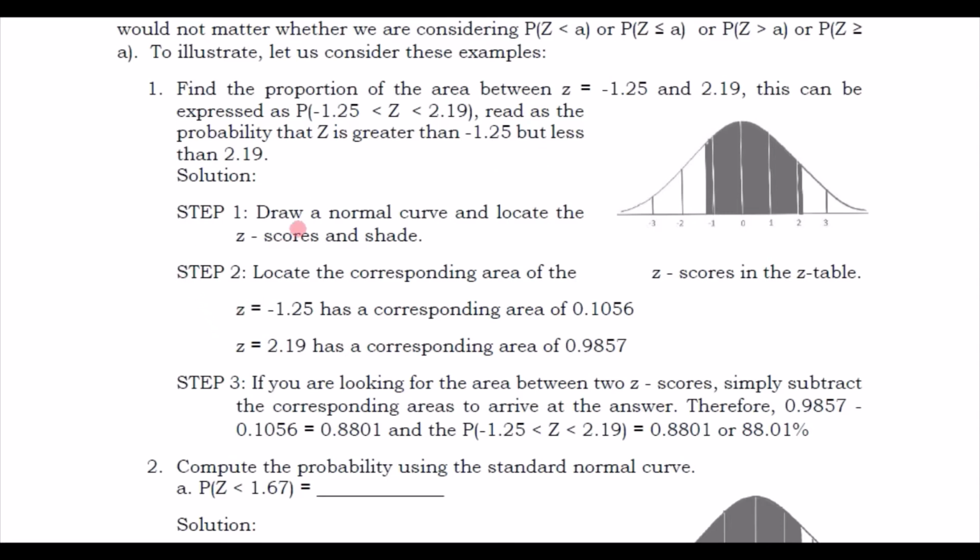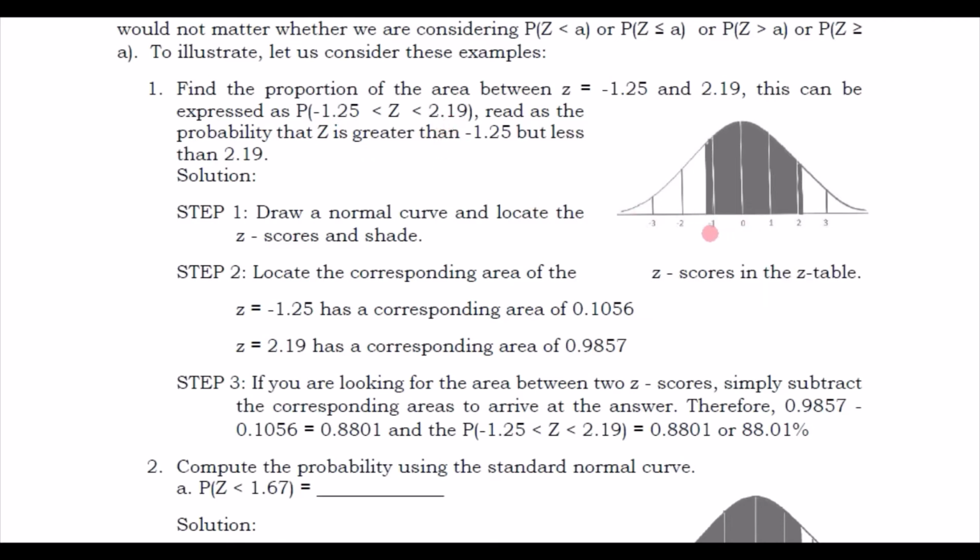Step 1, draw the normal curve and locate the Z-scores and shade. Mag-draw ka ng curve. Ito yung curve. Syempre, meron siyang horizontal x-axis. And then, locate the Z-score. Ano ilo-locate natin? Negative 1.25 and positive 2.19.